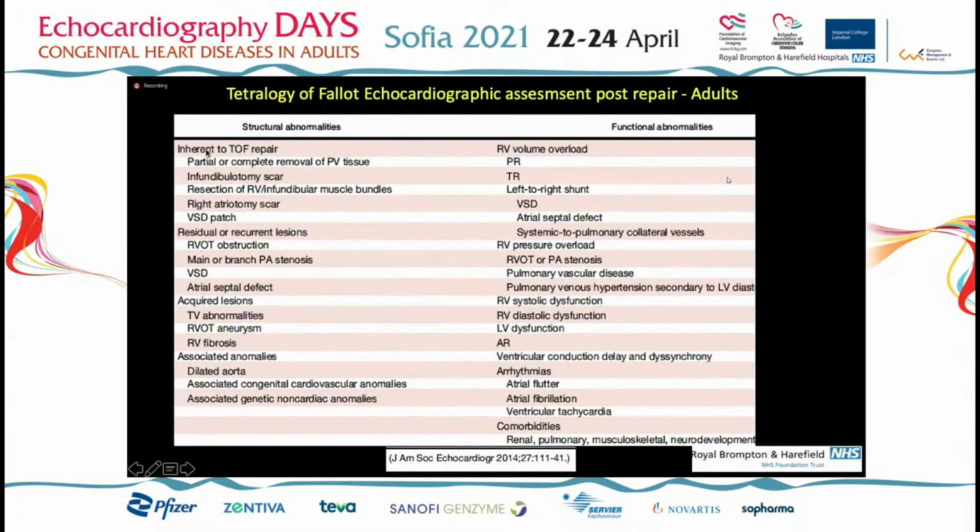So problems inherent to tetralogy of Fallot repair would be, for example, the residual RVOT obstruction or the VSD patch integrity. Then residual lesions, for example, if there's a leak across the VSD, or if there's an atrial septal defect that was not closed during infancy, or if there has been recurrence of RVOT obstruction. Then acquired lesions at the time of surgery or secondary to dilatation of the ventricle. If our patient has, for example, severe pulmonary regurgitation, he can also develop tricuspid valve regurgitation, so we need to assess all of that. And then other anomalies at the level of the coronary arteries or the aorta.